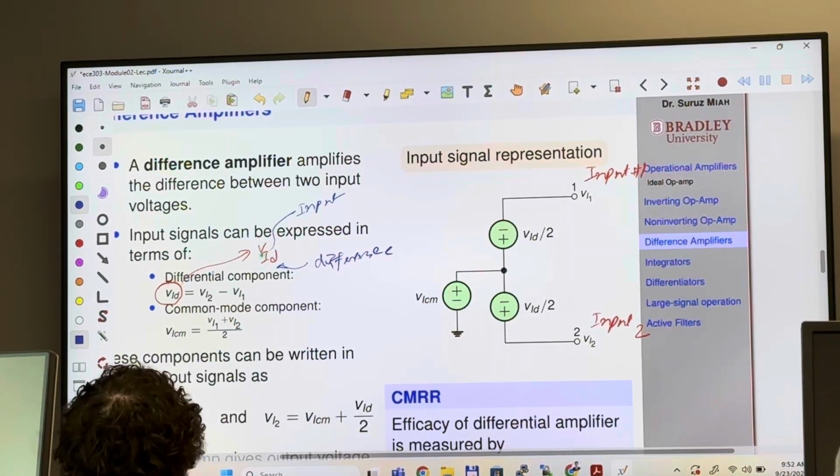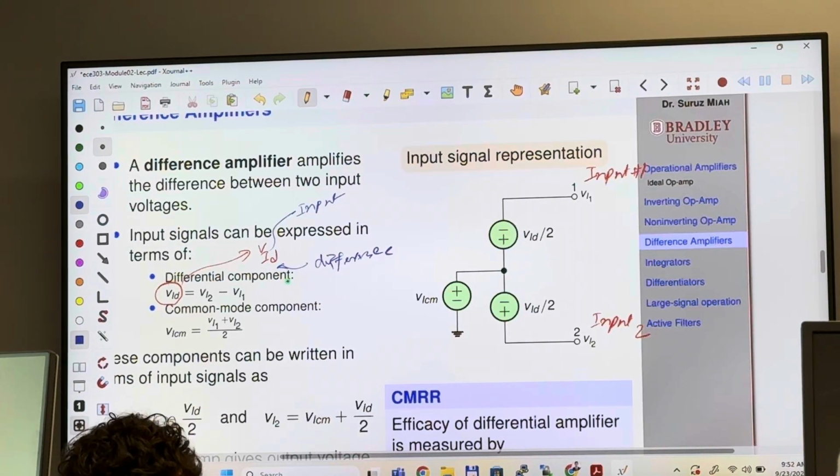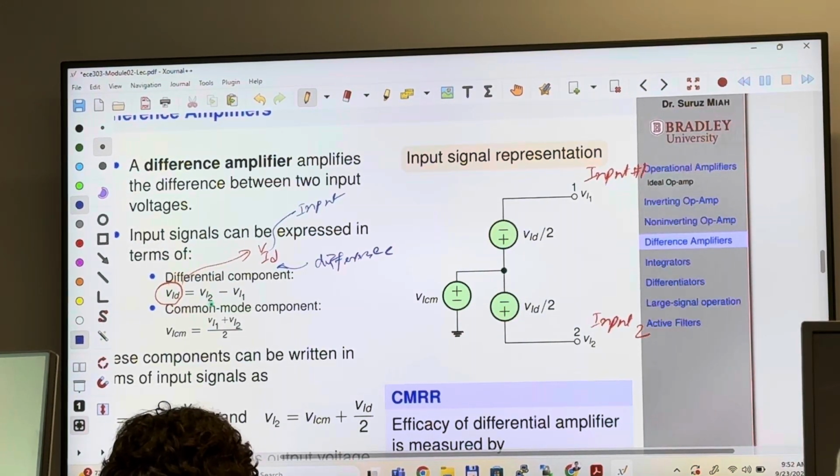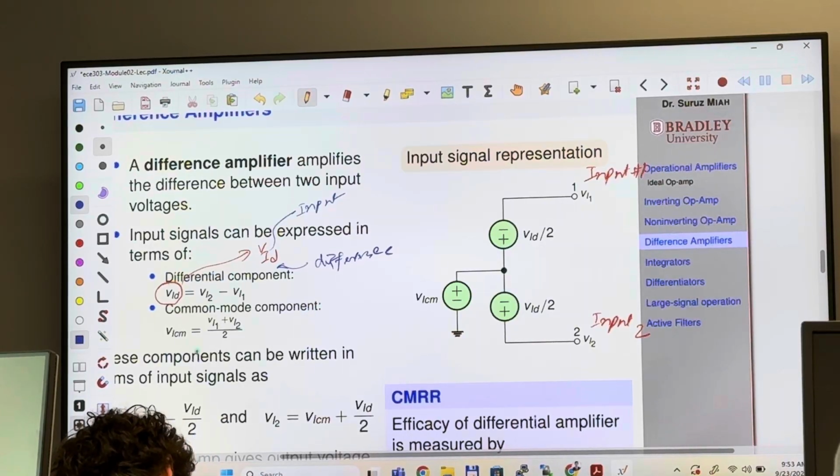Okay? So VID means input difference, and in formal term we call it differential component. So VID is the difference between two inputs, which is VI2 minus VI sub 1. So we have the differential component, and we have common mode component. VI, V input, CM. CM stands for common mode.